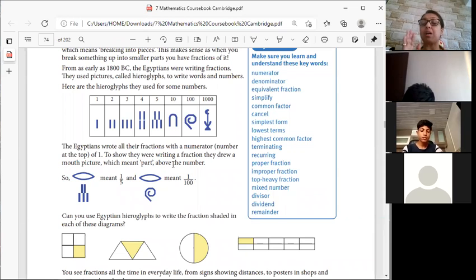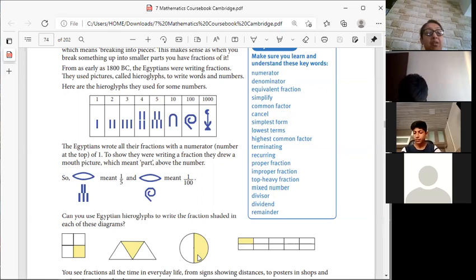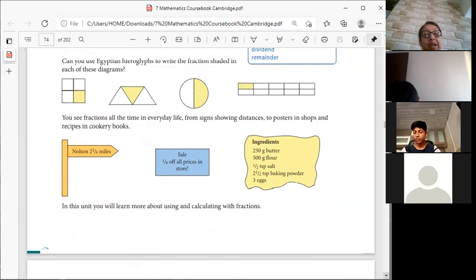See, we are not supposed to learn all these pictures. We're not supposed to learn the hieroglyphic script. We are going to learn what fractions are, but we're just giving you an idea about how people in that time wrote down fractions, even when the numbers were not invented. Can you use hieroglyphic for writing the shades? No, I will not ask you to do this. We will go ahead and I will teach you how to write it the other way.